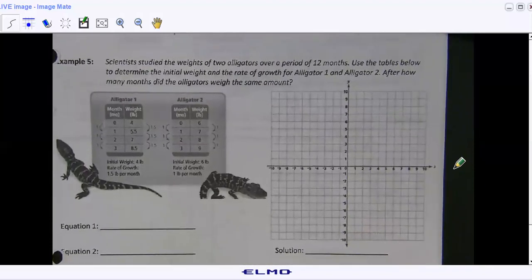All right, then let's go to example 5. Scientists studied the weights of 2 alligators over a period of 12 months. Use the tables below to determine the initial weight and the rate of growth for alligator 1 and alligator 2. And then we're going to answer the question, after how many months did the alligators weigh the same amount, by describing the solution. So let's look at alligator 1.